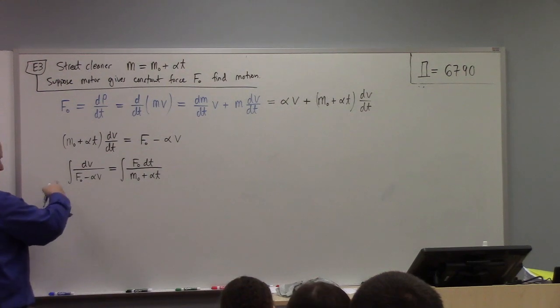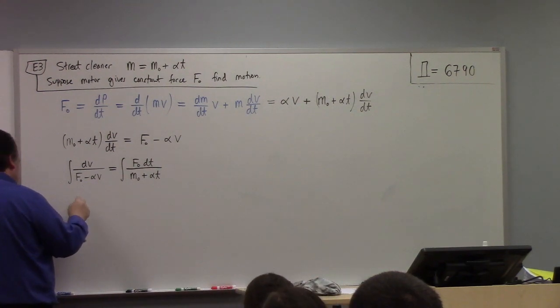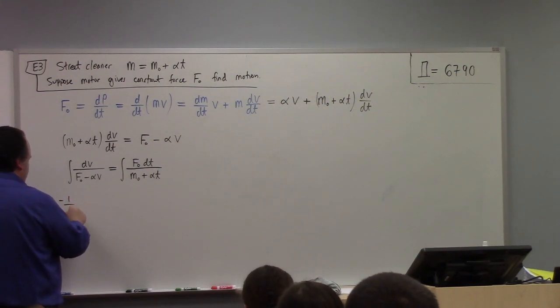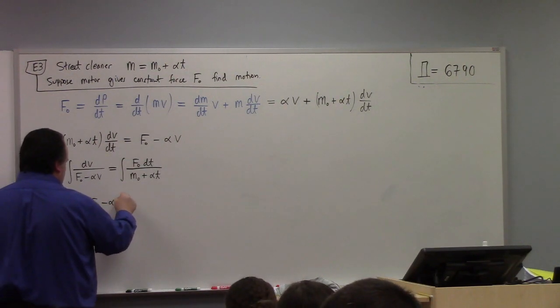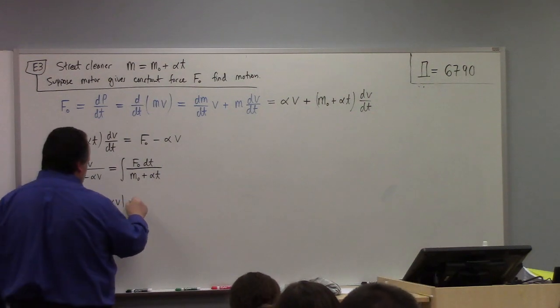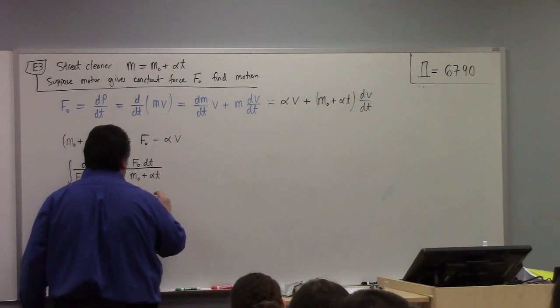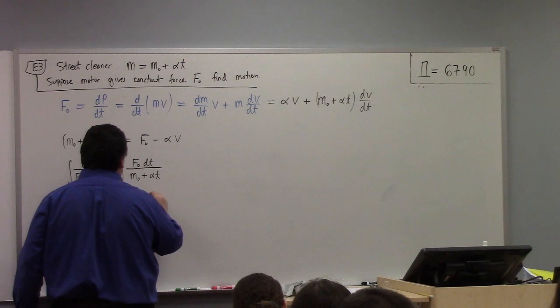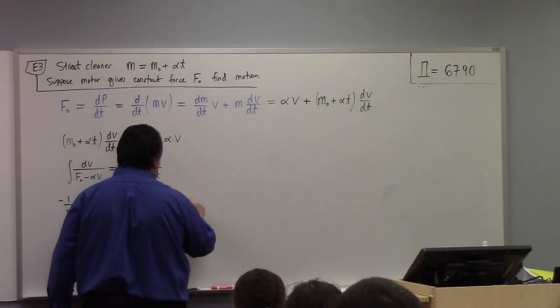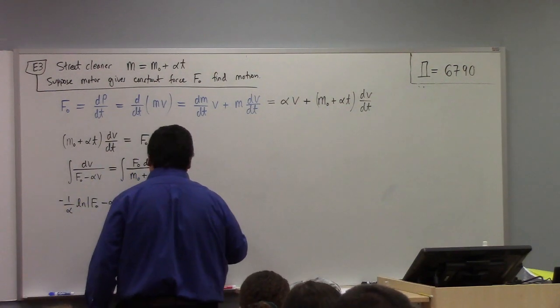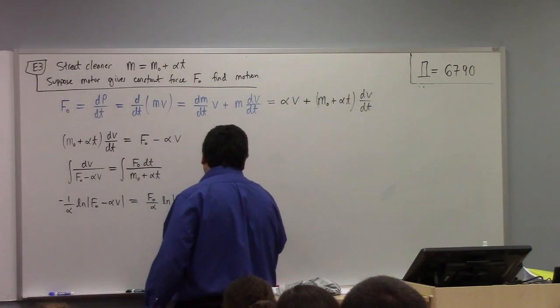So I just separated. Now I can integrate. This is minus 1 over alpha natural log the absolute value of f naught minus alpha v equal to f naught over alpha natural log the absolute value of m naught plus alpha t plus a constant.